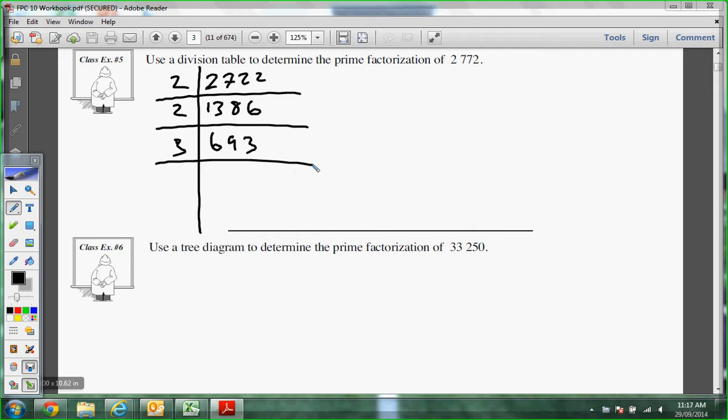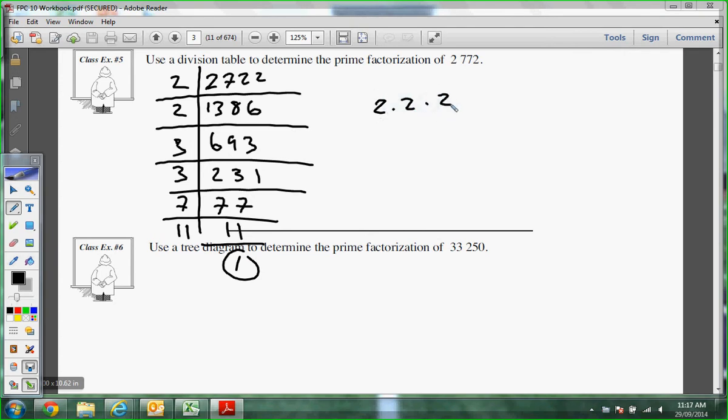We're going to divide that by 3. That's going to give us 231. Divide that by 3, 77. And then we're going to divide that by 7, which is 11, and then 11, and you get to 1. Once you get to 1, that's the end. So here's your factors. Right here on your left column is your prime factors of 2772. So it would be 2 times 2 times 3 times 3 times 7 times 11. Okay, so that would give us ultimately 2772. Put that in your calculator.